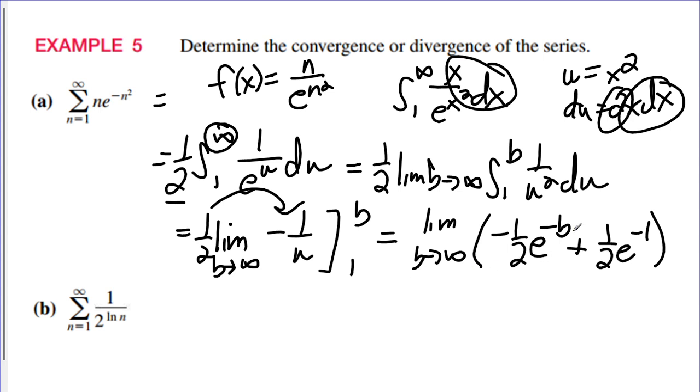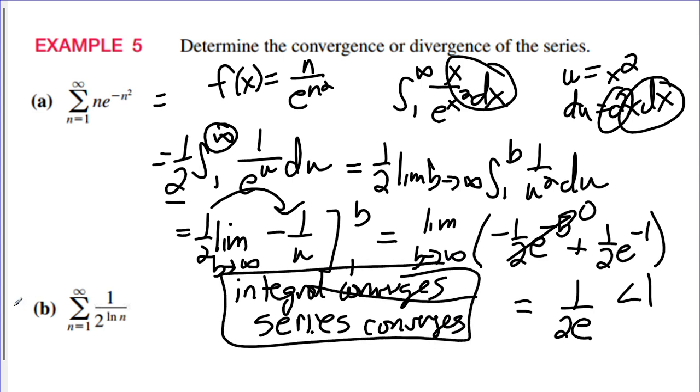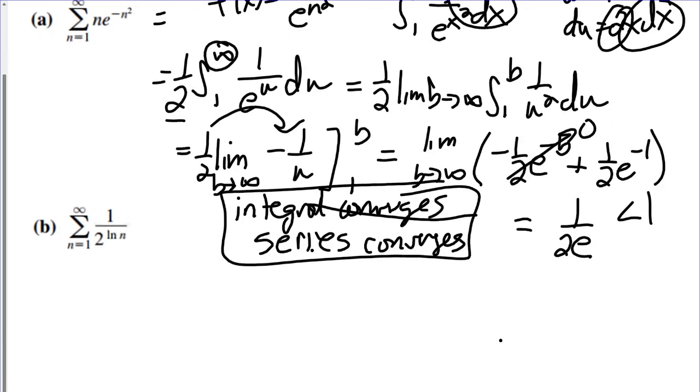Notice then as b goes to infinity, this is going to be 1 over e running out to infinity. That's going to go to 0. So we're left with this term, which has to be then 1 over 2 times e. Therefore, because this value is less than 1, then our integral converges. Therefore, the series has to converge. There's our integral test.